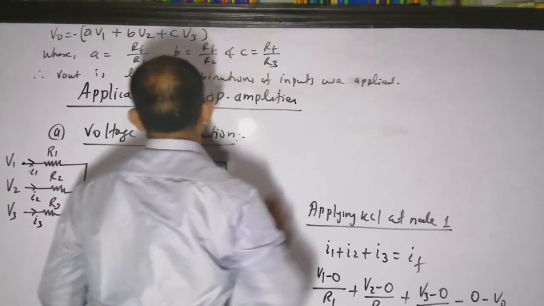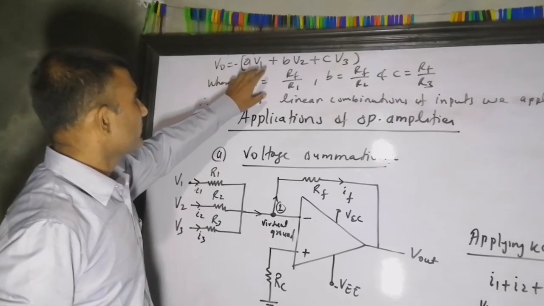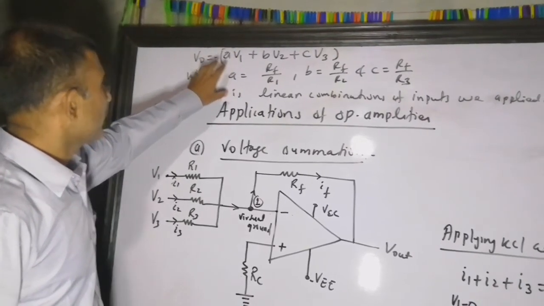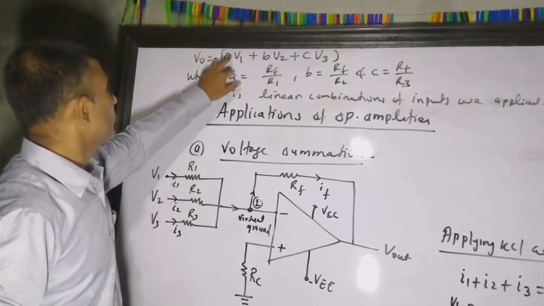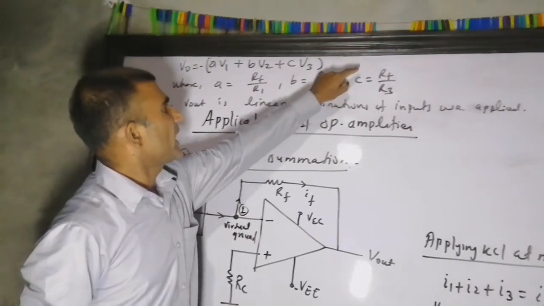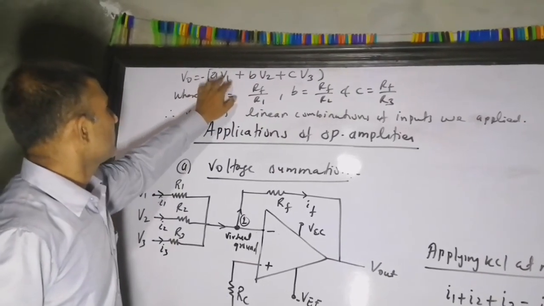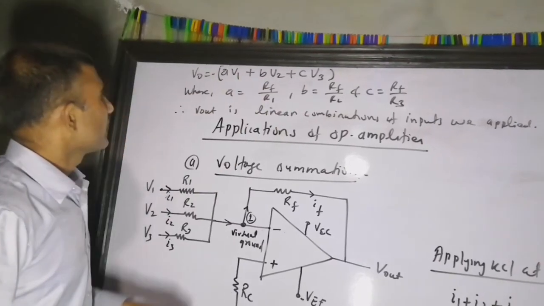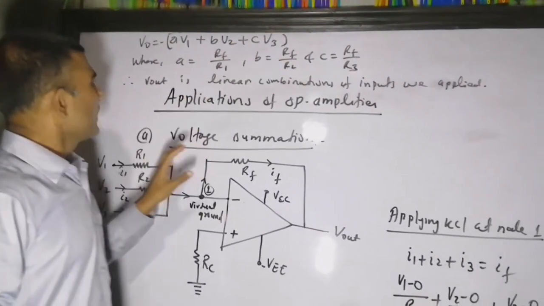So what we are getting here is that the output is simply the sum of the inputs multiplied by the constants. But actually we want to get the sum of B1, B2 and B3, so we can choose the proper values of RF and R1, RF and R2, and RF and R3 to get these constants equal to 1. When I get these constants equal to 1, then I can get B1 plus B2 plus B3. If there are only 2 inputs, then we may not consider the third term, and likewise so on.